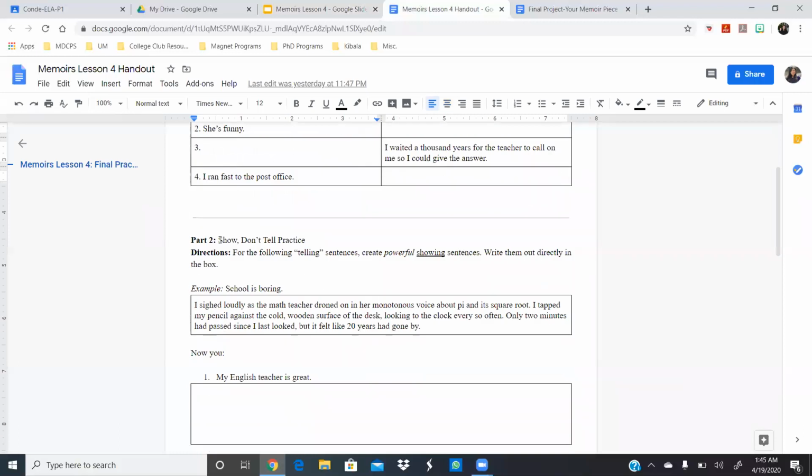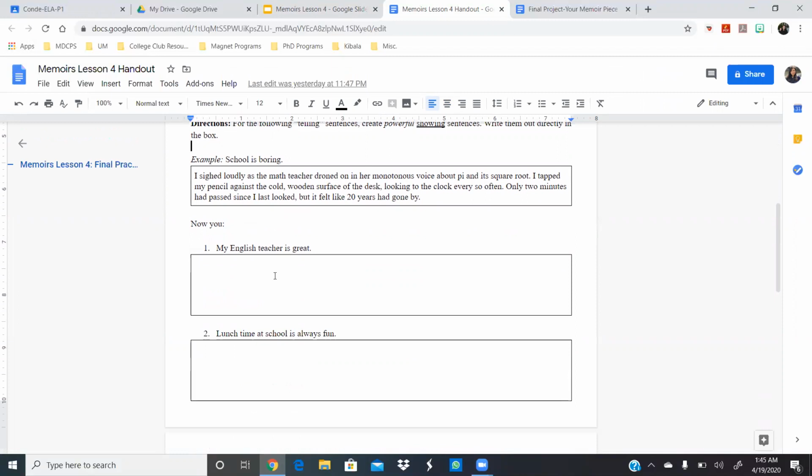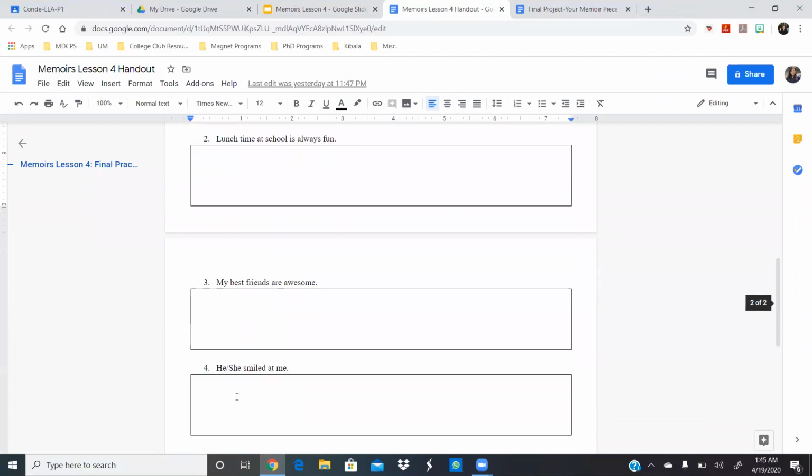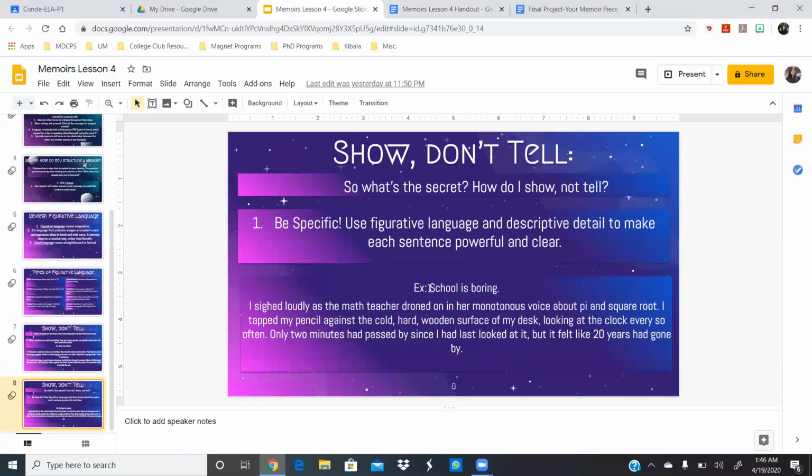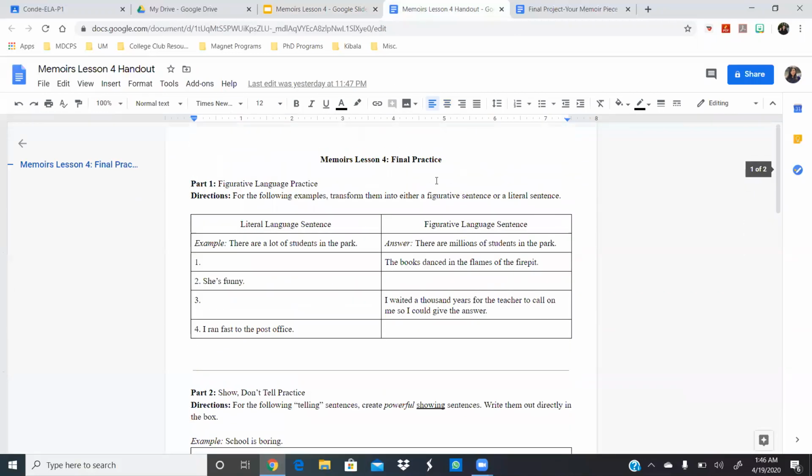Part 2, all you're doing is showing and not telling. You're going to do some more show don't tell practice. So I gave you again 4 sentences, and all you have to do is show me. You're going to go from a sentence like school is boring, and you're going to turn it into a couple sentences like this, okay? And that is all you're doing for this week's first part of the assignment.